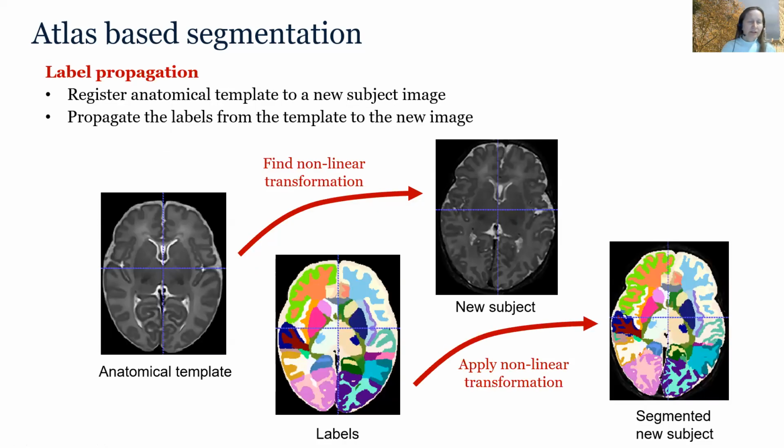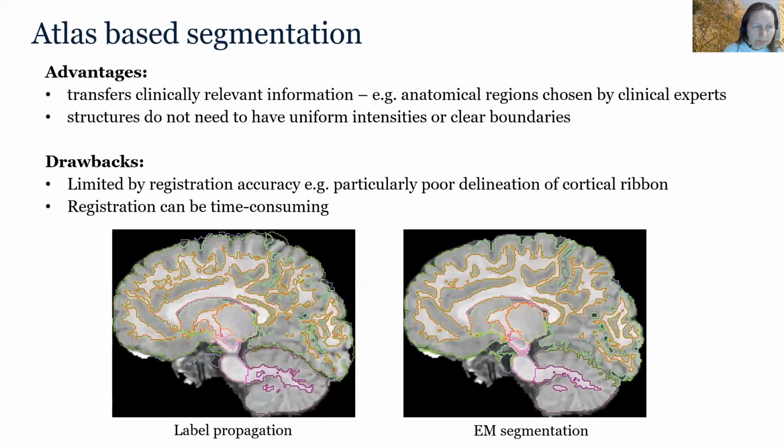Now, what is label propagation? So in label propagation, we first register the anatomical template to a new subject. And this way we obtain a nonlinear transformation from the template to the subject. And then we can apply this transformation to the labels. And this way we propagate the labels to the space of the new subject. So very simple, registration directly will give us segmentation.